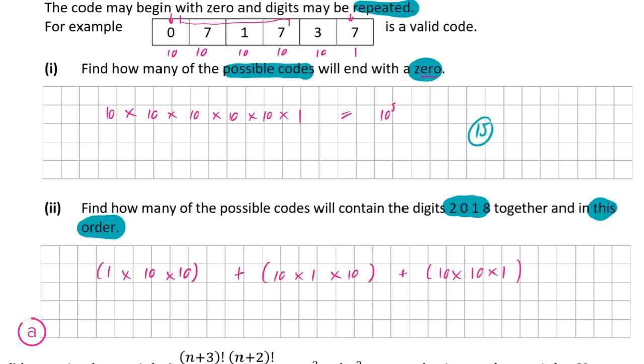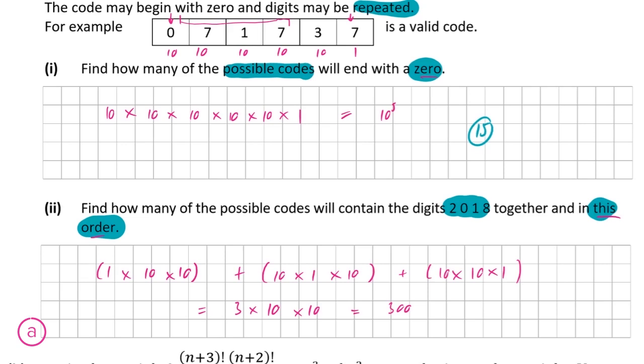So we just need to add all those together now, which will give us 3 times 10 times 10, which means that our answer is 300. So that's the number of possible codes that will contain the digits 2018 together and in that order. And you have to remember to look out for that as well. That's a key word that needs to be in this order, because it will add further complexity if it wasn't to be that way.